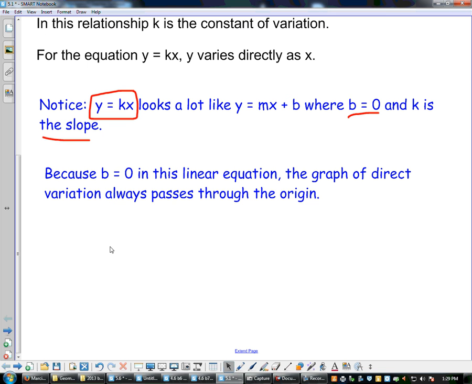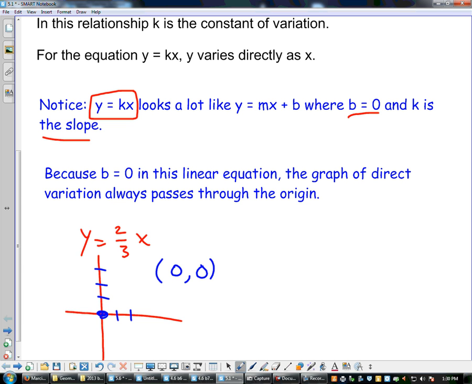the graph of a direct variation always passes through the origin. So if we were graphing, for example, y equals 2/3 x, which is a direct variation equation, the graph would go through 0, 0, and it would pass through the ordered pair 0, 0. If I plug in 3, for example, I would get 2 as the output, so it goes through 3, 2. It would look like a linear function going through 0, 0, and 3, 2. All direct variation equations will pass through 0, 0.